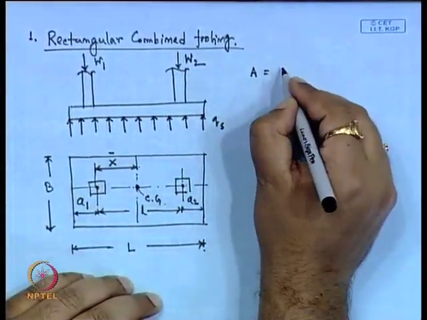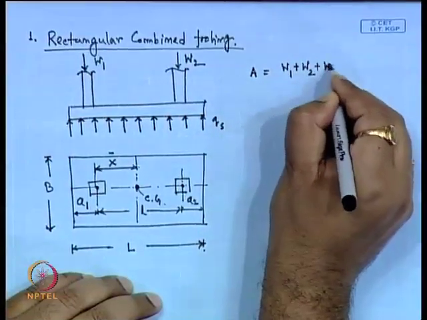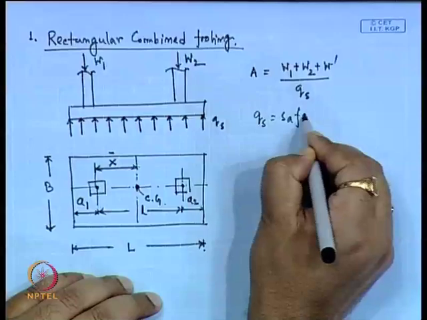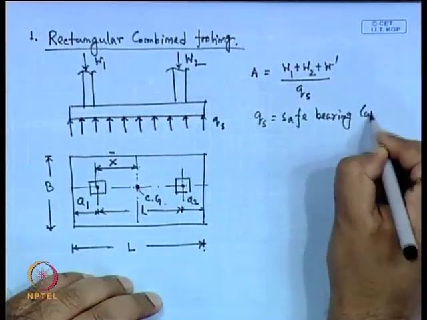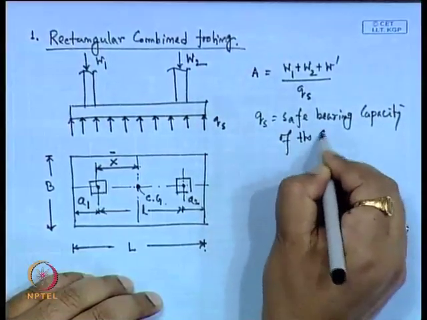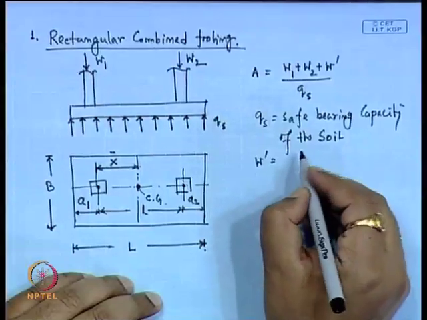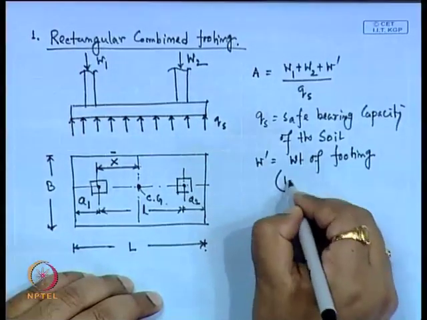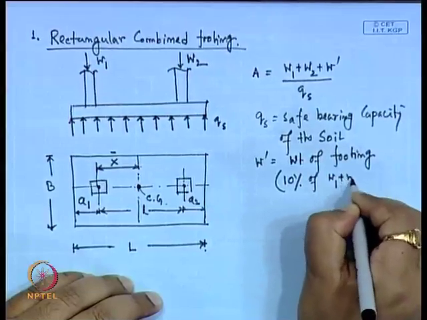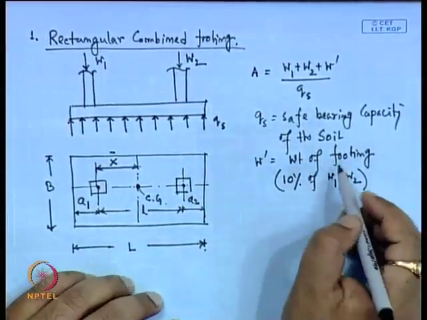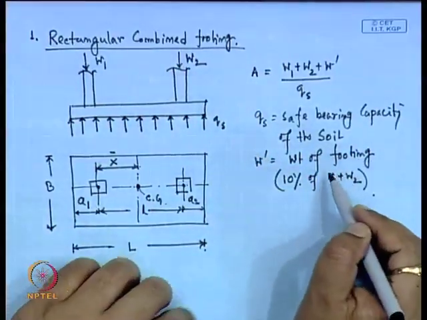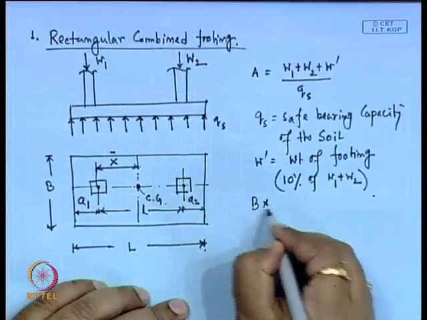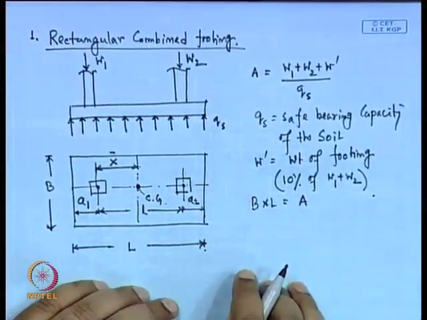Now, the required area of the total footing is (W1 plus W2 plus W dash) divided by Qs. This Qs is the safe bearing capacity of the soil. Then W dash is the weight of the footing, which is generally taken as 10% of W1 plus W2. That means the total load acting on this foundation, and the footing or foundation weight will be 10% of that total load. So we can write that the required area is this, and B into L will be equal to A. This is the area B into L.